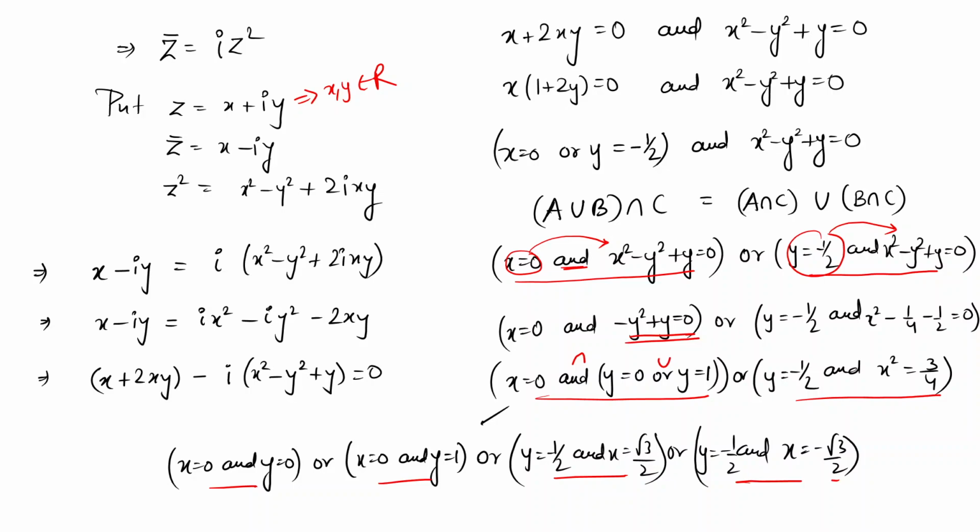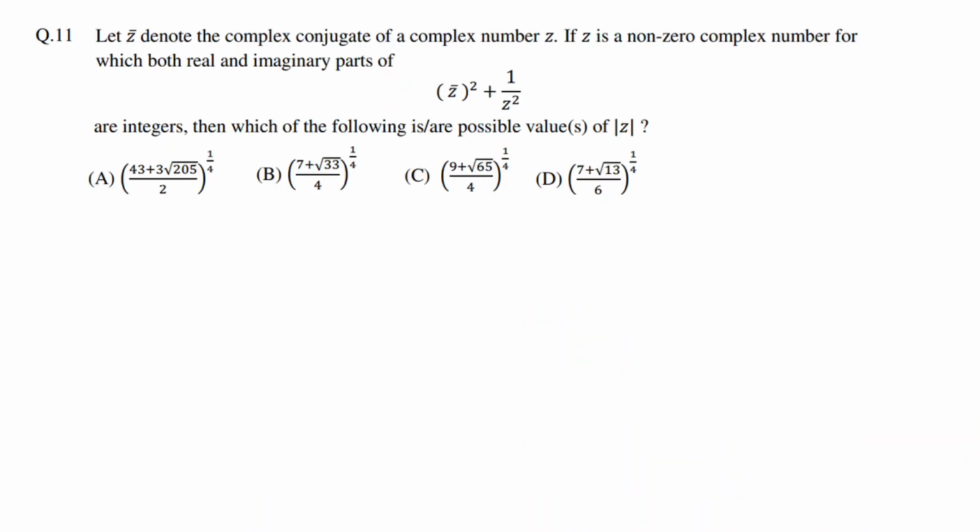Okay, so 2 questions we have done. Now let's move on to the third one. Third one is not that interesting. It just requires a little bit of rigor to solve it, and you have to be in the question. It's not that difficult. So you see, this question is about z bar, which denotes the complex conjugate.